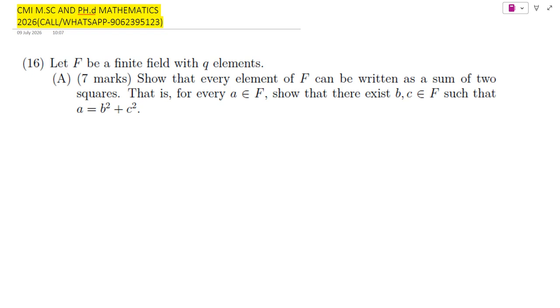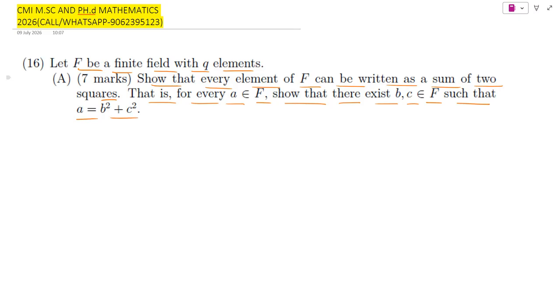So today's problem is from finite fields, an important topic in algebra, and the proof beautifully combines set theory, counting arguments, and the properties of finite fields. So let us solve it step by step. First, read the question. Let F be a finite field with q elements. Show that every element of F can be written as a sum of two squares. That is, for every A belongs to F, show that there exist B, C belongs to F such that A equals B squared plus C squared.